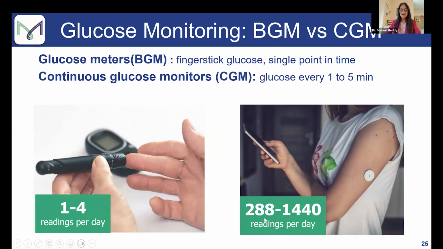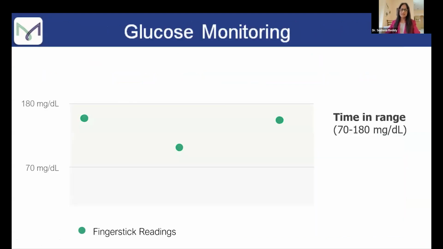So all of a sudden, instead of these 1 to 4 readings, you have a wealth of data, up to over 1,000 readings a day. So you can tell what to do with this patient. So let's see what this means from a practical standpoint.